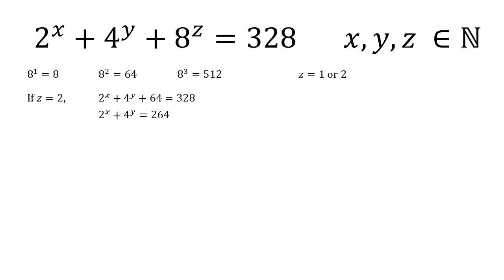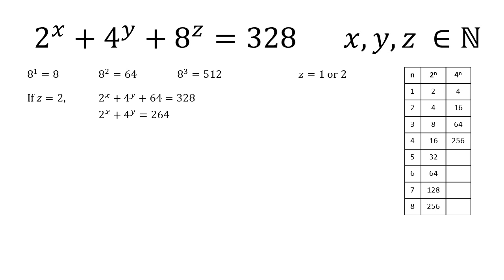Now let's look at all the possibilities for our 2 to the x and 4 to the y. In this table, I've listed all of the powers of 2 and 4 up to 256, which is the largest either of them can be before they get to 328. Looking at this, we can see the only combination that will add to make 264 is 256 and 8. And that 8 only appears in the 2 to the power of n column. So we know that 2 to the x must be equal to 8 and 4 to the y must be equal to 256. So x is 3 and y equals 4. So that's our only solution for when z is equal to 2.